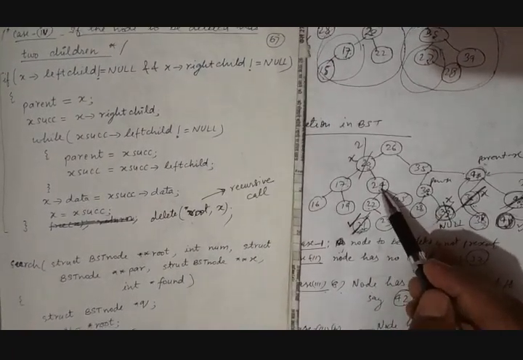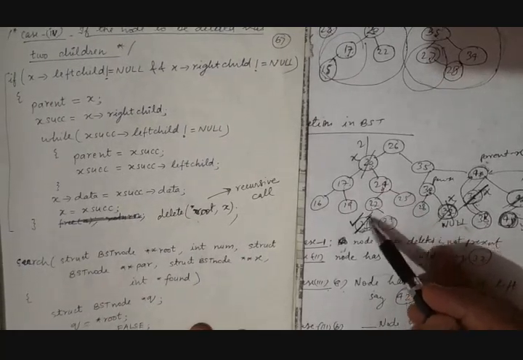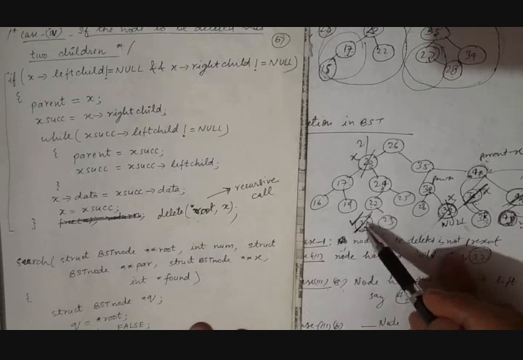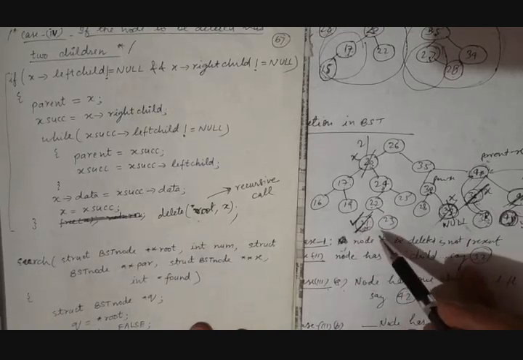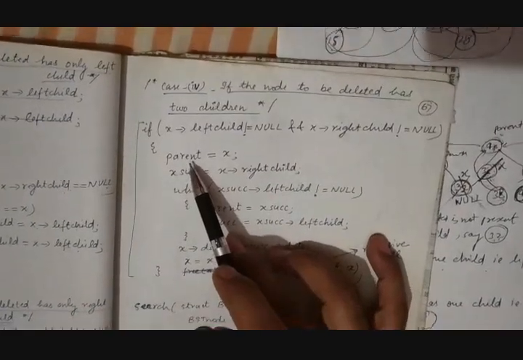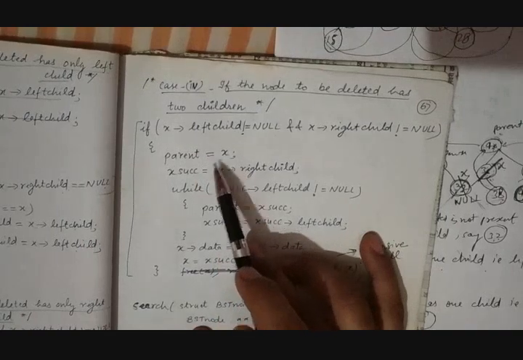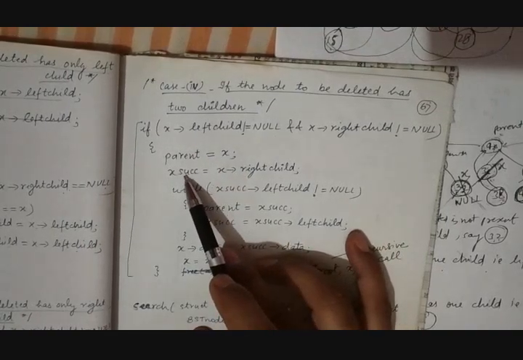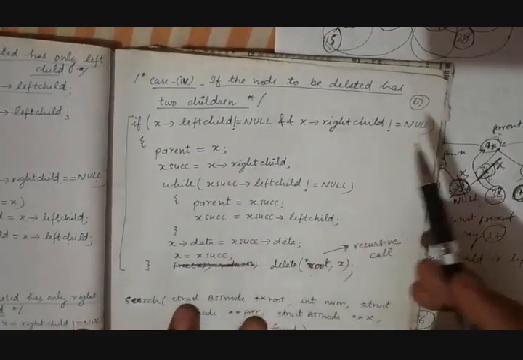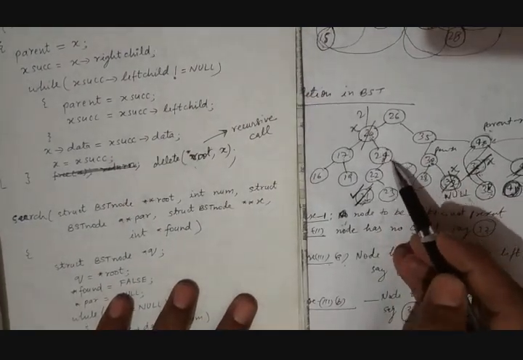So you will first move right side, then from that node you have to move left side until we reach that bottom level. So how can we write down the code for it? We will take a variable parent equal to X, then X will move. So X, how will we move? X successor is equal to X right child. So if we move from here to here, X right child, we move to this node 24.